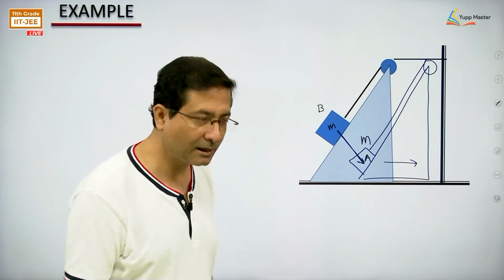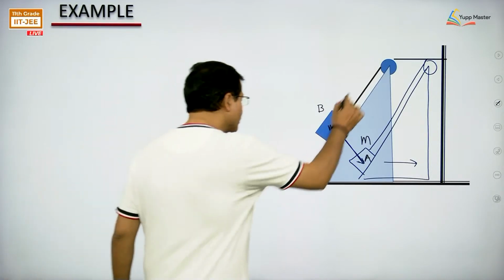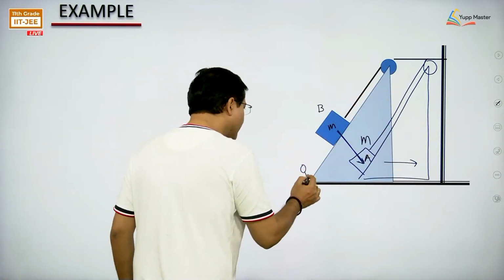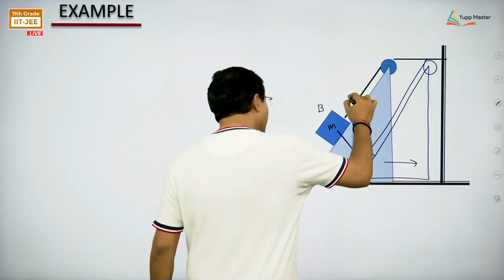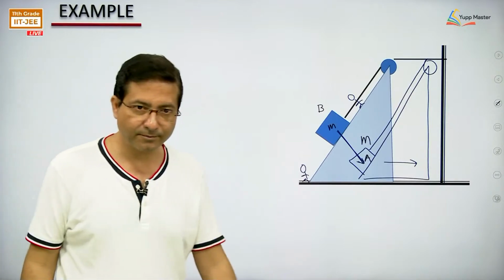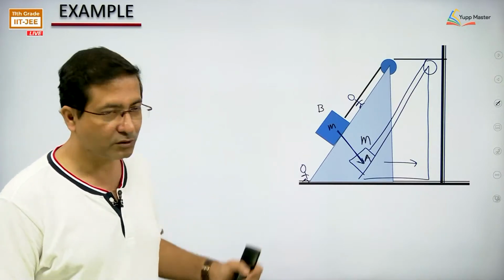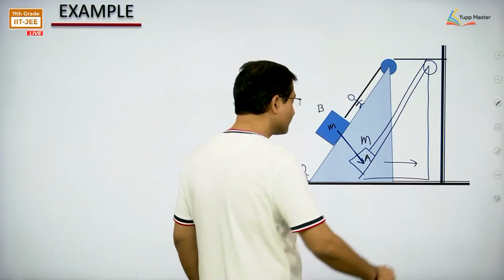So for these types of situations, it will be better if you observe the motion of the wedge from the ground frame and then observe the motion of the block from the wedge frame. I hope this point is clear. So the motion was relatively complicated with respect to ground.